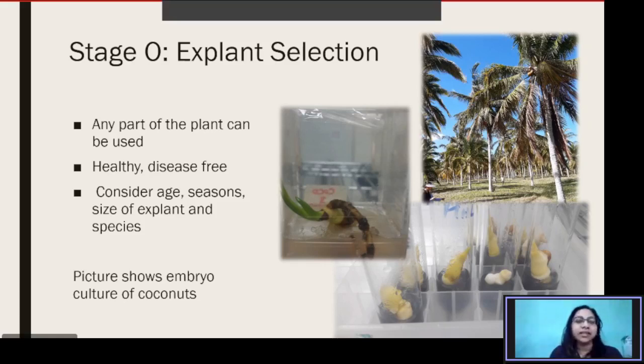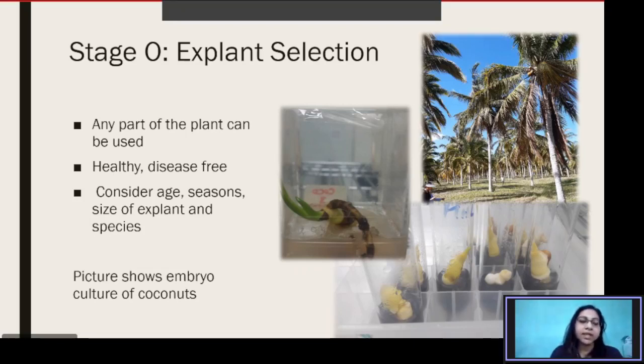We tend to collect in the dry season because we get less contamination around that time. If we are culturing buds and shoots, then we choose the season where they are flushing, so at that time they respond better in culture. The size of explant should also be considered.